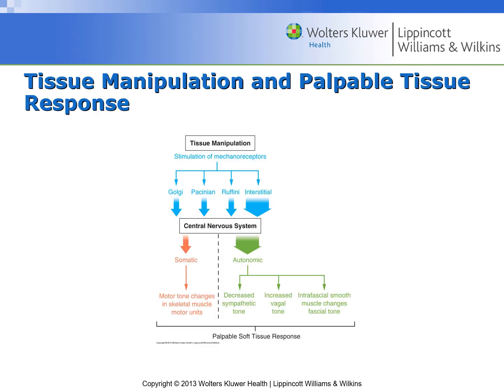And here we see illustrated tissue manipulation and palpable tissue response. Stimulation provided to the mechanoreceptors by tissue manipulation stimulates both somatic and autonomic divisions of the peripheral nervous system. This causes palpable changes in the tissue that manual therapists often refer to as tissue release.